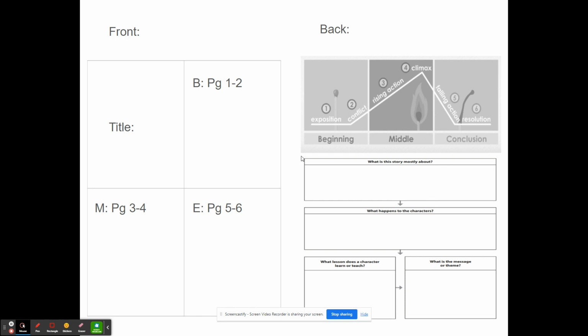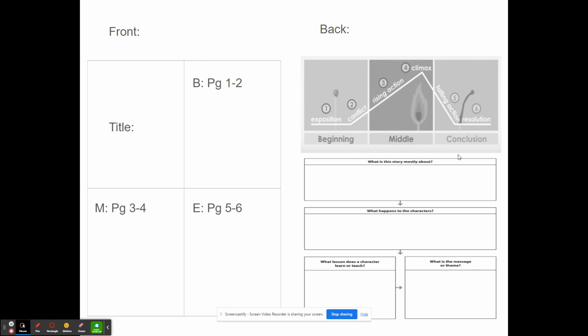Finally, the third activity on the back side of the paper is a theme activity. We did this for our story on Thunder Rose, and you'll do this for the story that you chose. You'll answer, what is this story mostly about? What happens to the characters? What lesson does a character learn or teach? And finally, you'll tell me, what is the theme or message?